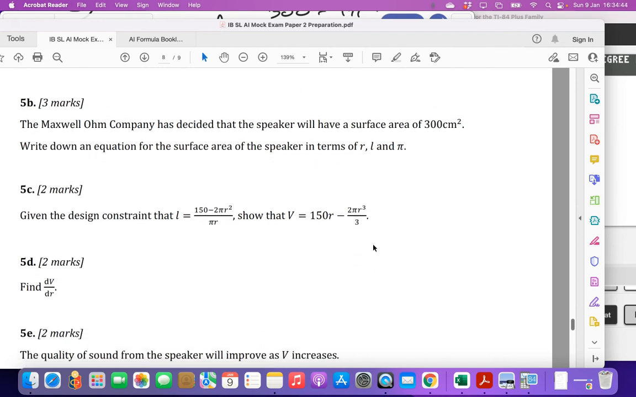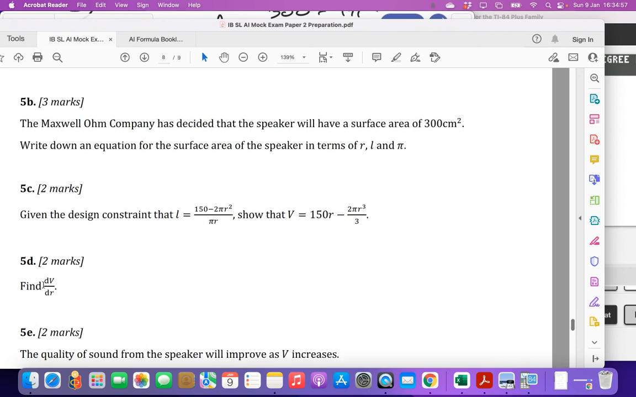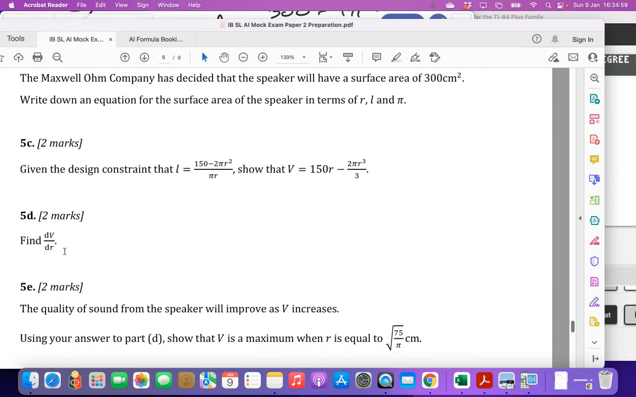Find dV/dr. So again, I showed all this above. I didn't even have to derive this equation. I could have just substituted it and gotten in there a little bit more quickly. So the power rule to find dV/dr.